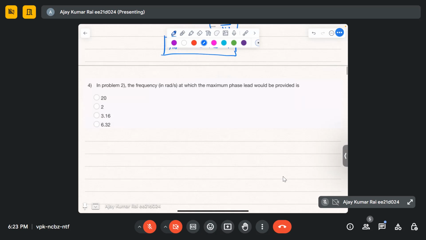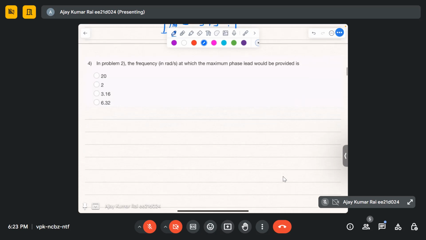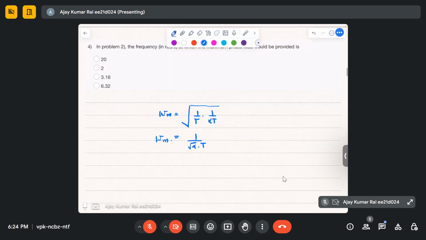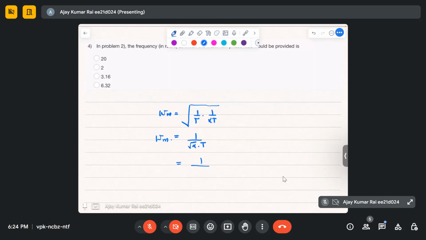In problem 2, what is the frequency at which the maximum phase lead would be provided? What I told you is that this is the geometric mean of the two corner frequencies, 1 by t and 1 by alpha t. So 1 by t is one corner frequency and the other corner frequency is 1 by alpha t. So this is root of alpha into t. Let's find out.